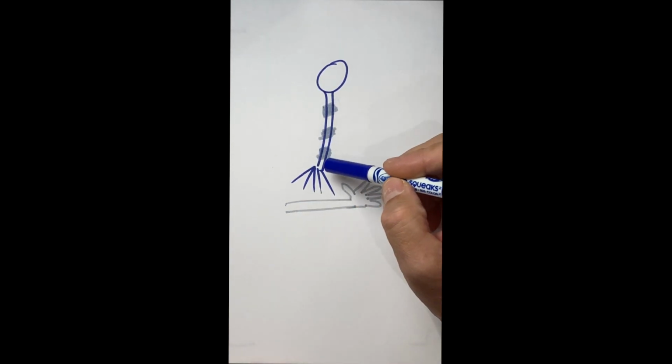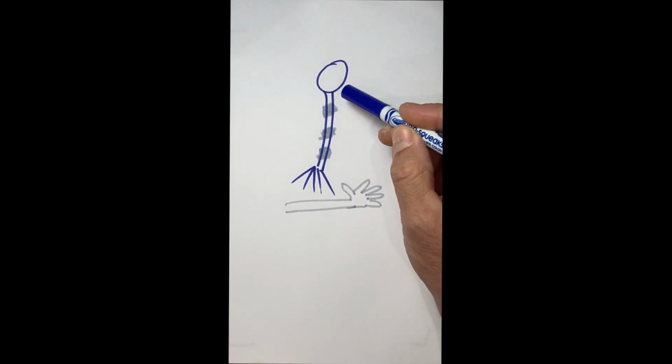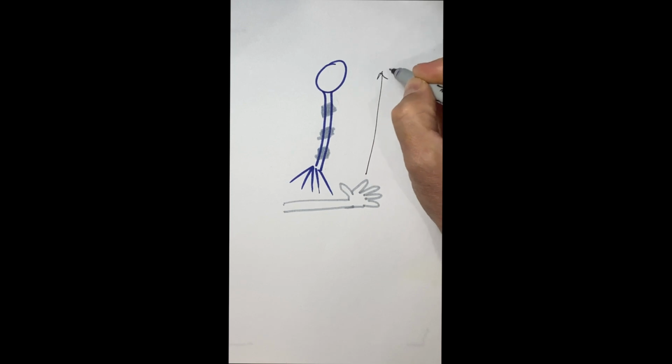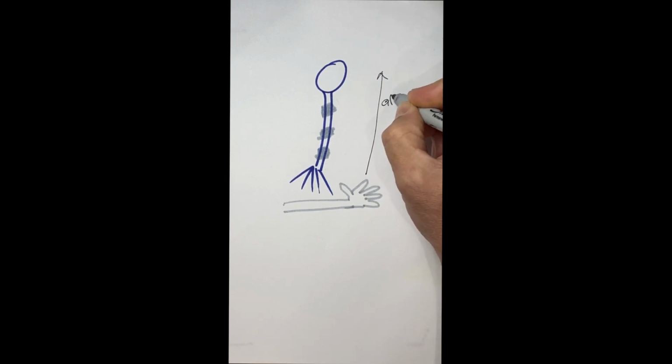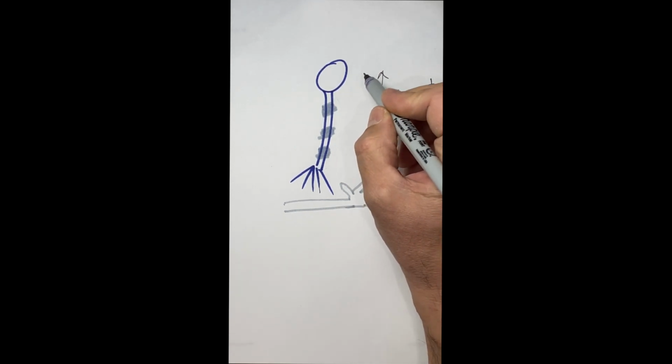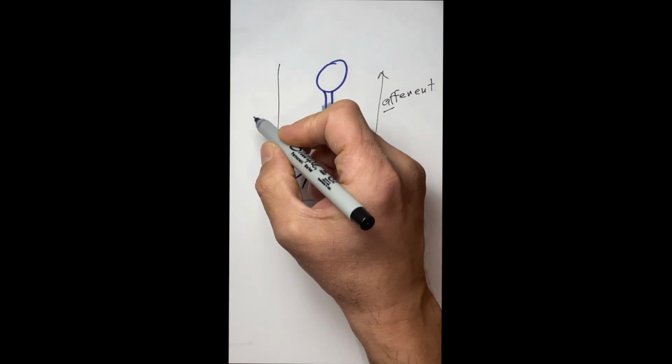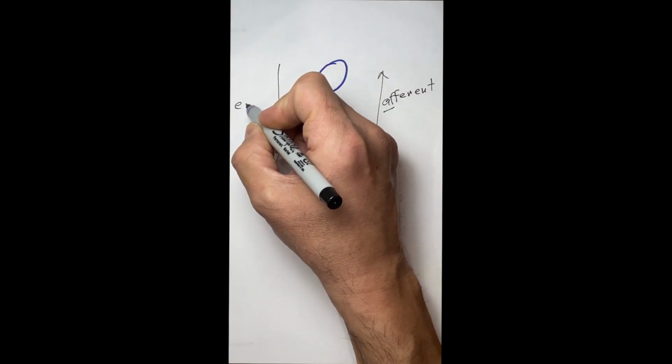The function of the axon is to transmit nerve impulses. Depending on the type of nerve cell, that can be impulses from the body into the brain. Those are called afferent. Or that can be from the brain into the body, and those are called efferent.